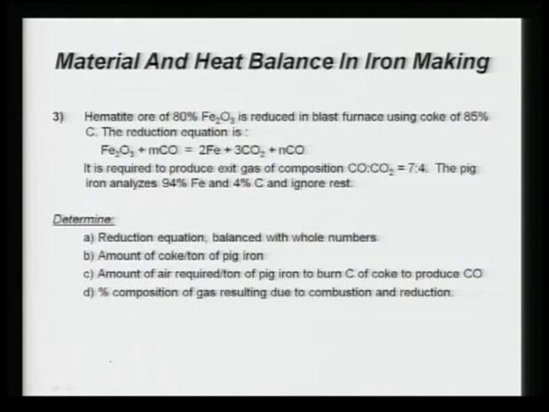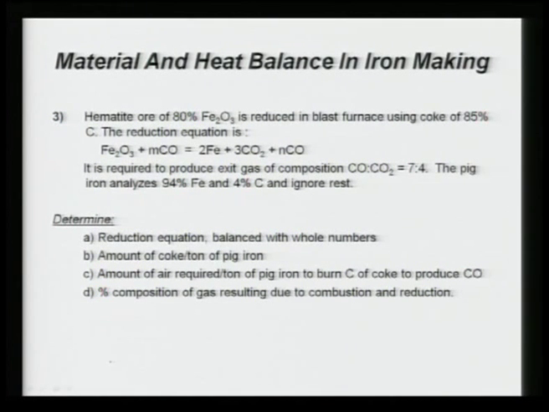Today, I will be further solving the problems on material and heat balance in iron making. Here is problem number 3. Hematite ore of 80% Fe2O3 is reduced in a blast furnace using coke of 85% carbon. The reduction equation is given.